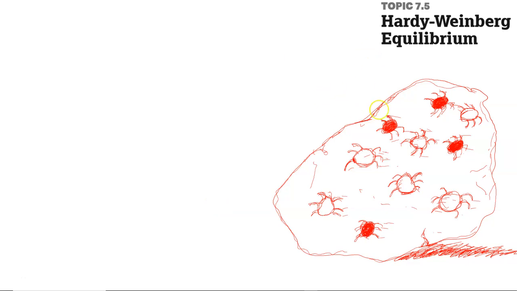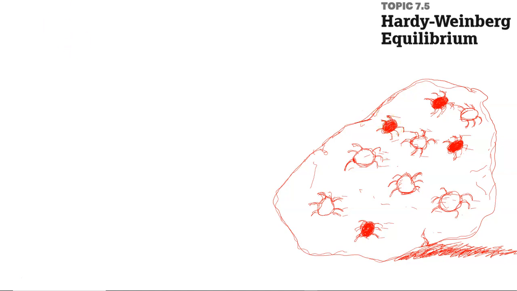All right, let's continue our discussion of Hardy-Weinberg Equilibrium. I've drawn a little rock over here with two different types of beetles. We have some beetles with red carapaces, and beetles with white carapaces. So let's pretend that these red beetles over here have a recessive trait. The trait we want to look at is this carapace color, and this one is red.